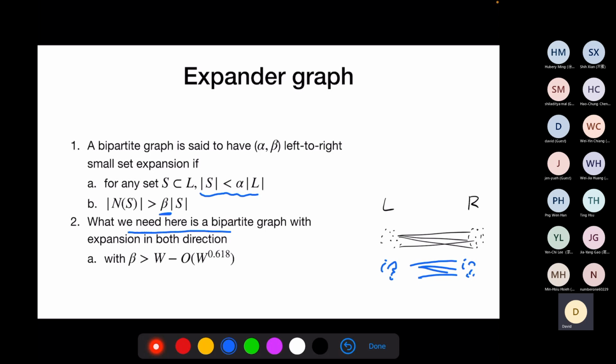So now we can go back and say what we need. We need a bipartite graph with expansion in both directions, where beta has to be larger than this quantity, and W is the number of edges going out from a vertex. That's the degree of the vertex. So W is the degree of the vertex. For now, let's assume all the vertices have the same degree. So that's what we need.